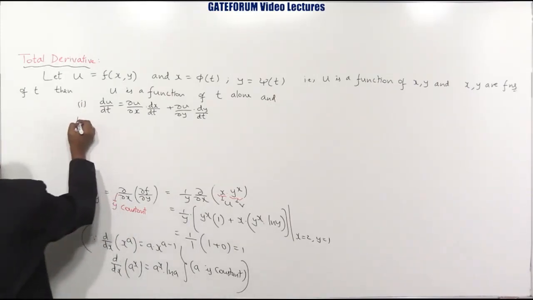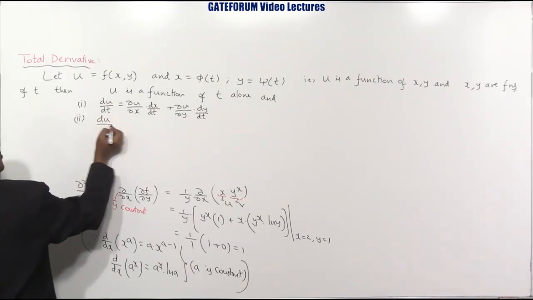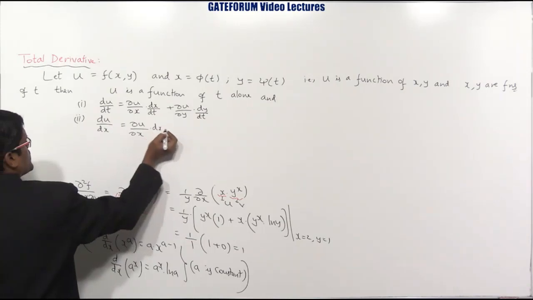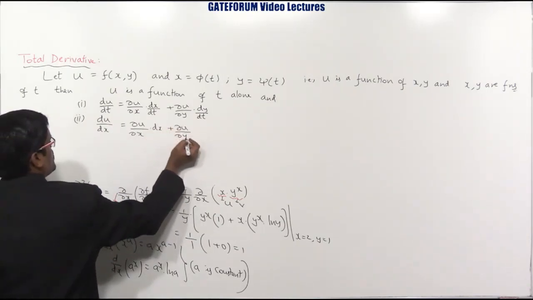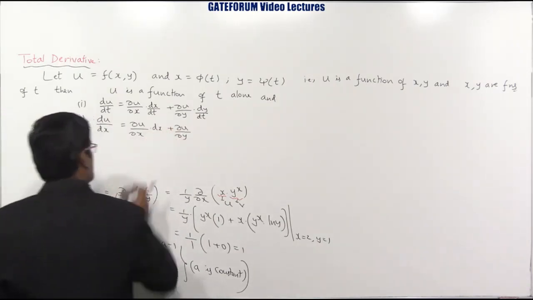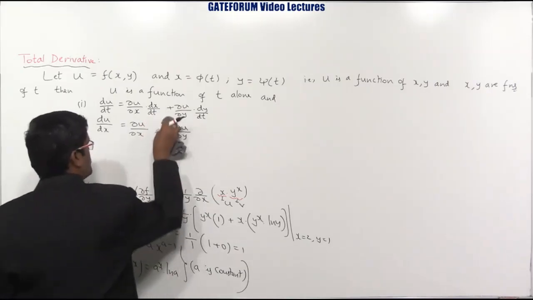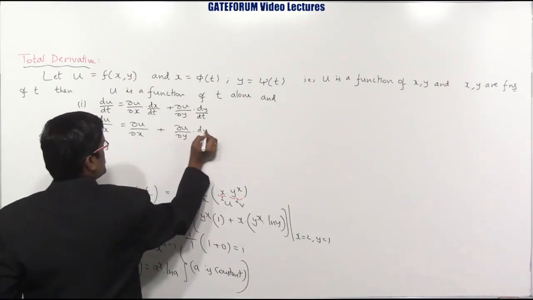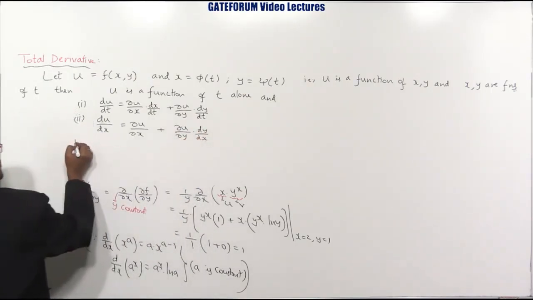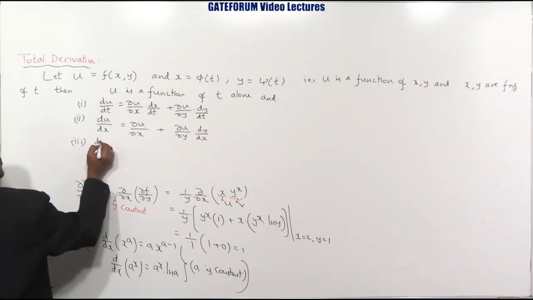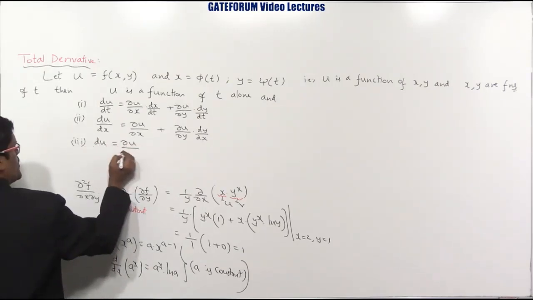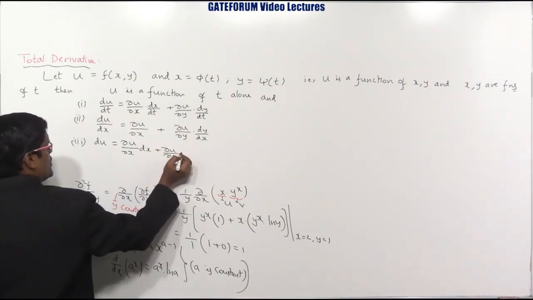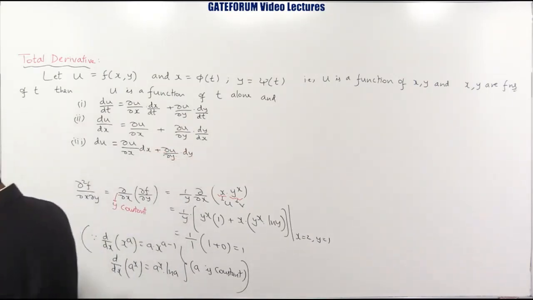Number 2, du/dx is equal to ∂u/∂x plus ∂u/∂y into dy/dx. Number 3, du is equal to ∂u/∂x into dx plus ∂u/∂y into dy. These are the 3 types of total derivative.